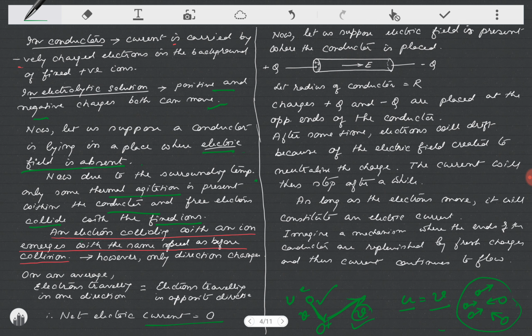But what happens when an electric field is present? Let us suppose this is a cylindrical conductor, a wire magnified many times. It is placed in an electric field E, and two charges are applied on both sides, one is plus Q and another is minus Q. Let the radius of the conductor be R. The charges plus Q and minus Q are placed at the opposite terminal ends of the conductor.